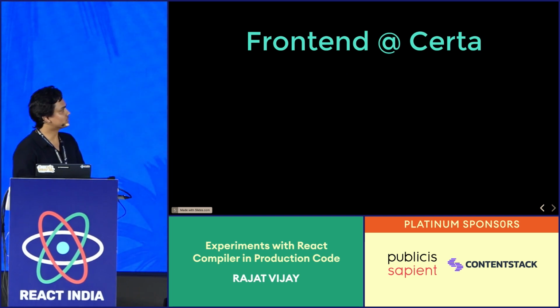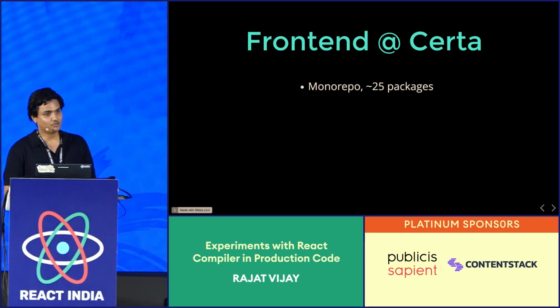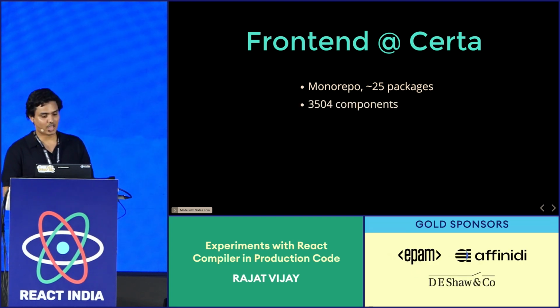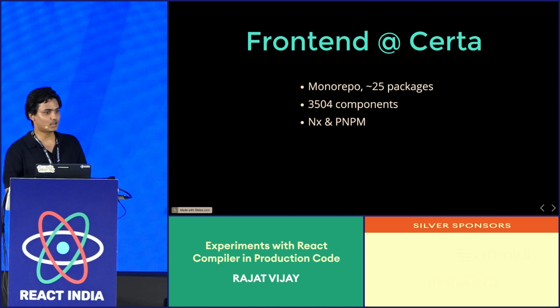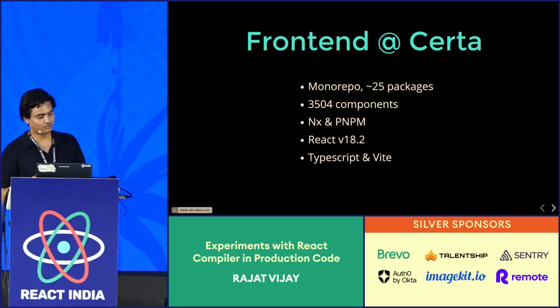Let's first understand the scale and the stack of the front-end code base at Certa. We have a mono repo of 25 packages. As per the React compiler health check, we have 3,500 components. And I'm assuming it's a mixture of components and hooks. We are using NX and PNPM. We are using React version 18.2 with TypeScript and Vite.